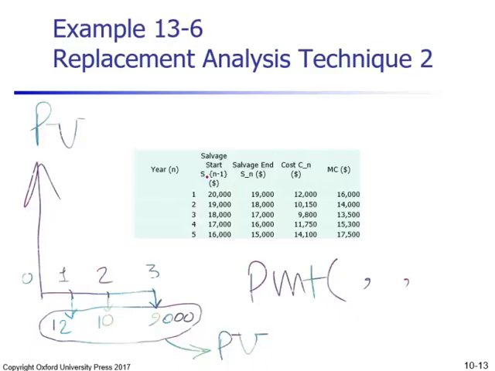of this PV. I hope it helps, and now stop the video and start working on calculation of present value of the costs for each year that you see in this table. Good luck.